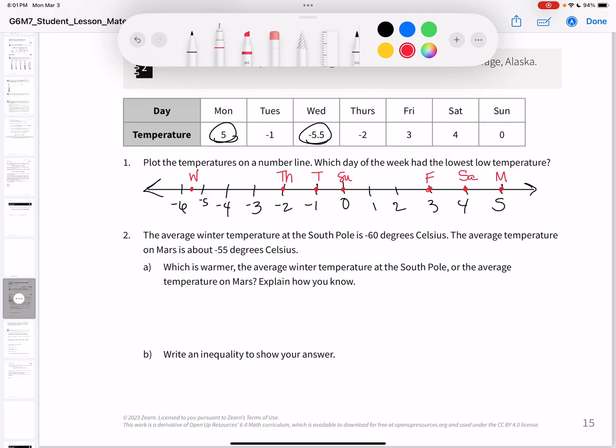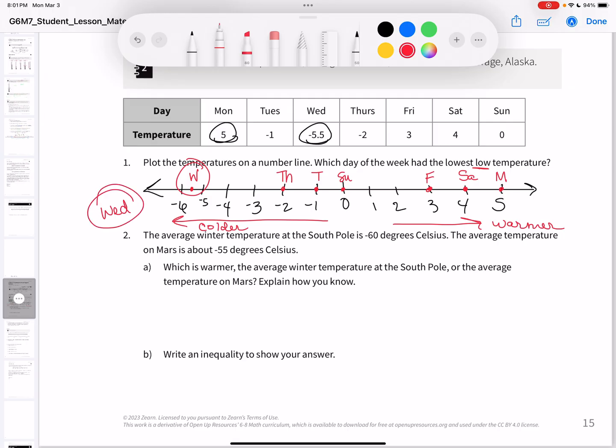Now, which day of the week has the lowest low temperature? Well, this is going to be colder and this is going to be warmer. So which one has the lowest low temperature? Well, that would be over here, Wednesday, because it is the furthest to the left. So Wednesday.